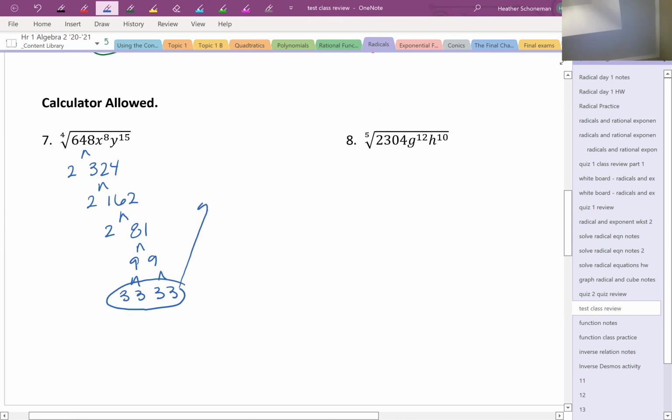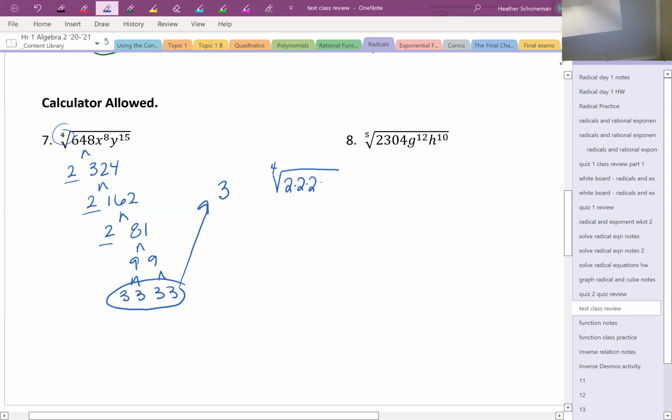So when I'm writing my answer, the group represents one number that's outside. Then I'm going to leave a space because I'm going to have some variables. Because it's the 4th root, I'm going to have a 4 on my shelf. Underneath, I have a 2 and a 2.